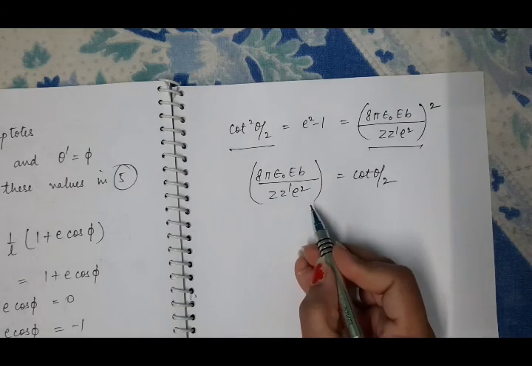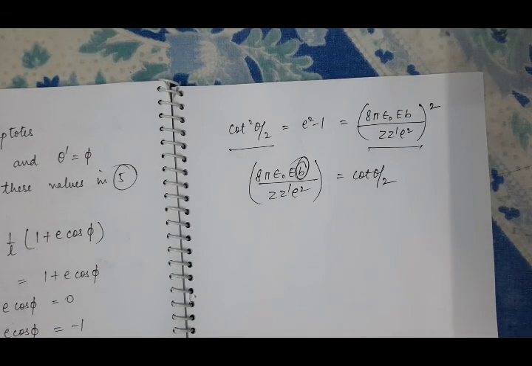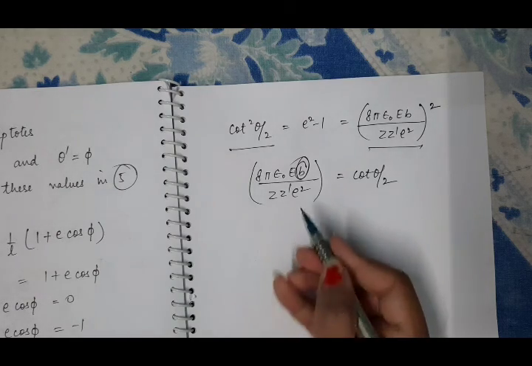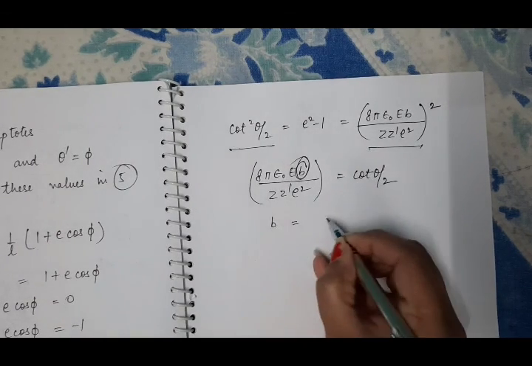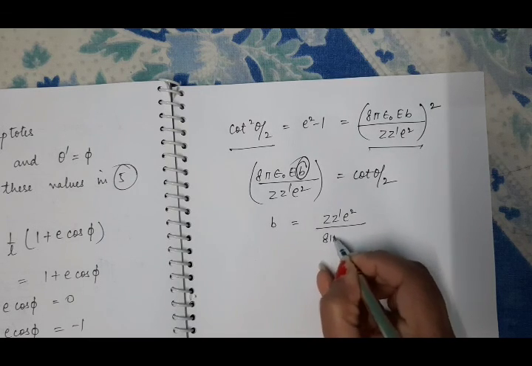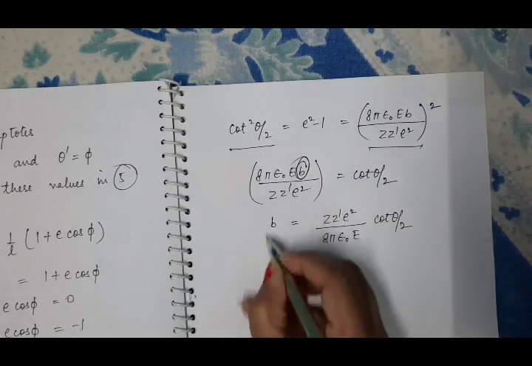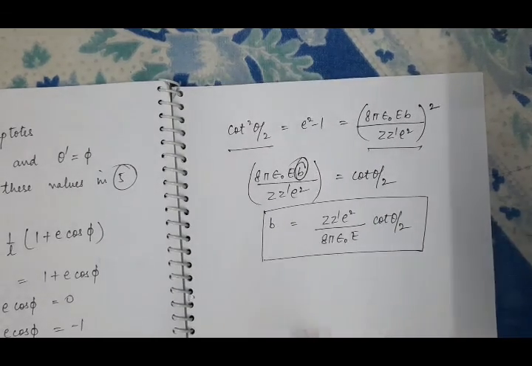Now from this equation, calculate the value of impact parameter b. Why? Because we have to calculate the differential scattering cross section, and the formula for that is minus b by sine theta into db by d theta. So we need to find the expression of b in terms of theta. From this equation, b will be Z dash e square upon 8 pi epsilon naught E into cot theta by 2. So this is b in terms of theta.